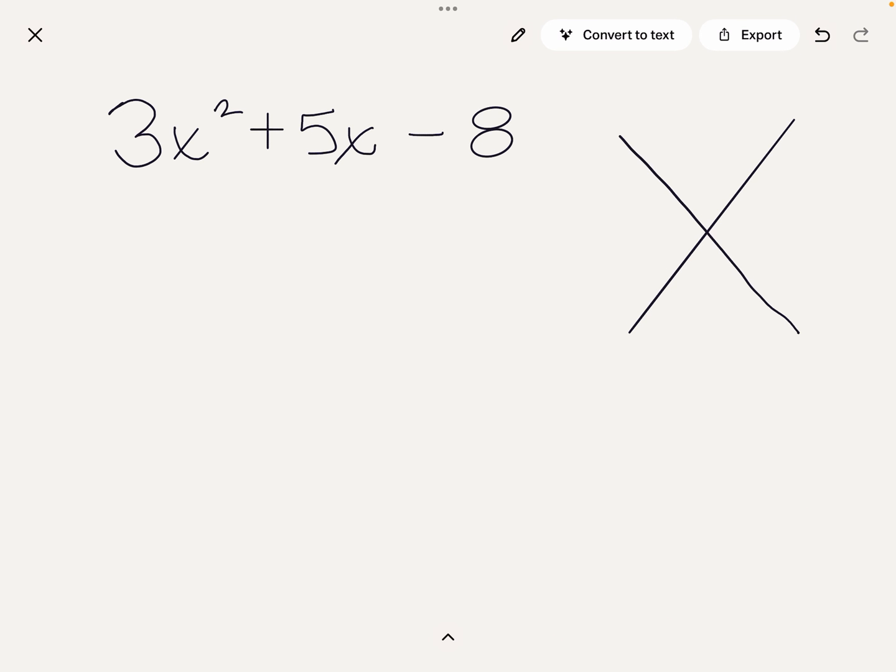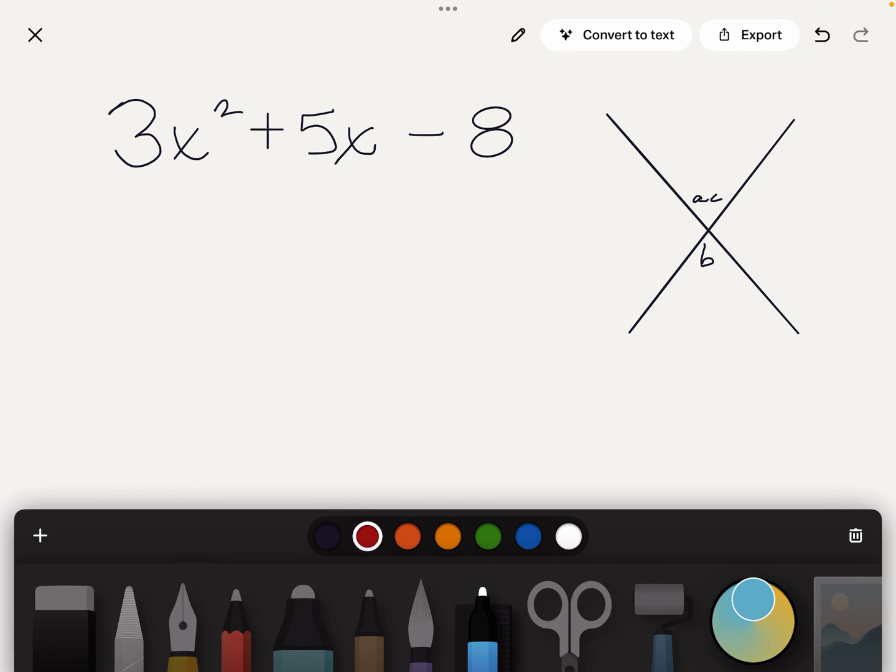Let's suppose we need to factor this quadratic expression. This is 3x squared plus 5x minus 8. And we need to show this in factored form. So the first thing that I generally do is I set up an X puzzle.